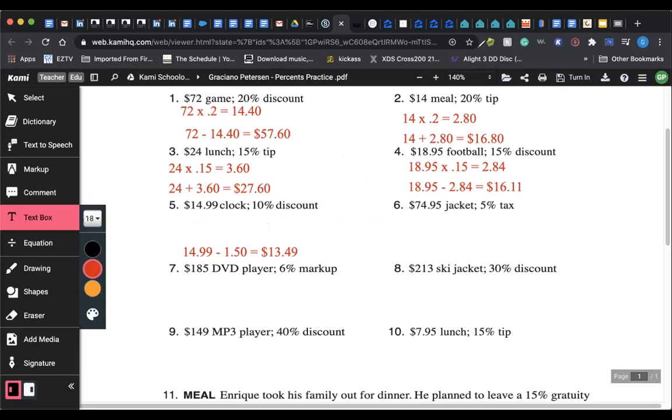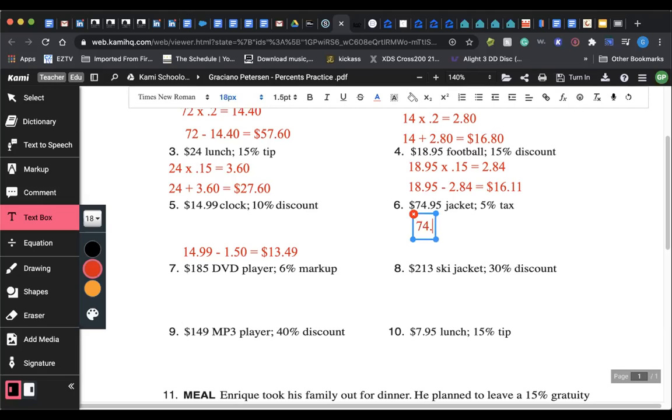All right. What about this jacket over here? That's $74.95, and I have 5% tax that I need to apply to it. I'm gonna take my $74.95. Yeah, and you then multiply it by 1.5. What? That'll give you like 3 point. What am I gonna multiply it by?